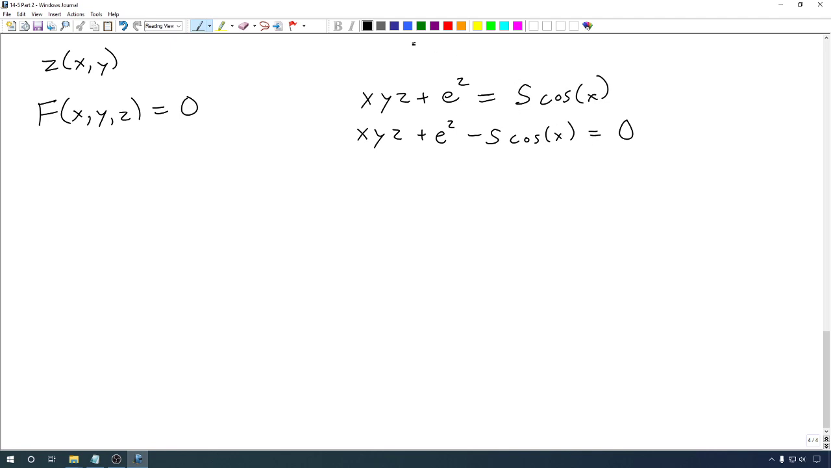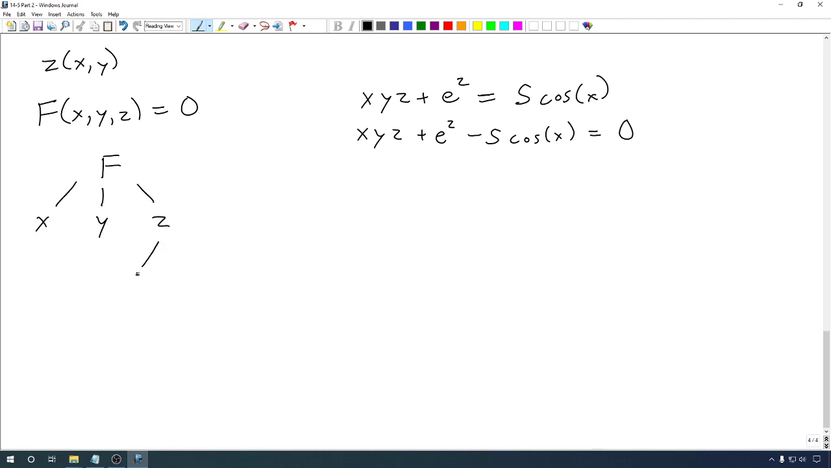So normally you'll see equations where they're not necessarily equaling 0, but we have to first do one step of moving everything to one side. And we do that step just to make sure that we know what the function f actually is. So the function f here is not xyz plus e to the z. It also includes the term negative 5 cosine of x. But the point here is that f depends on the other variables x, y, and z.